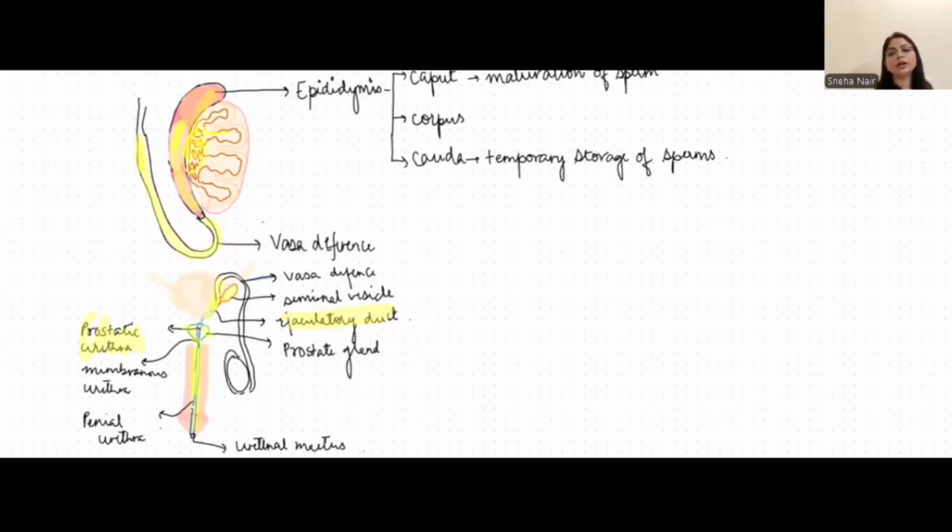So friends, the urethra that we have just talked about is part of both urinary as well as the reproductive system. So it's a part of urinogenital system. It carries the urine, and it also carries the sperm during ejaculation. Is that clear? Now, let us talk about the accessory glands.